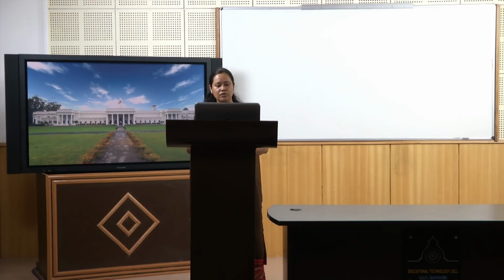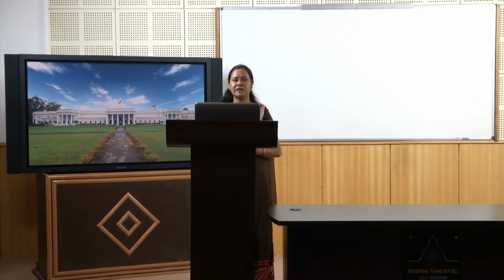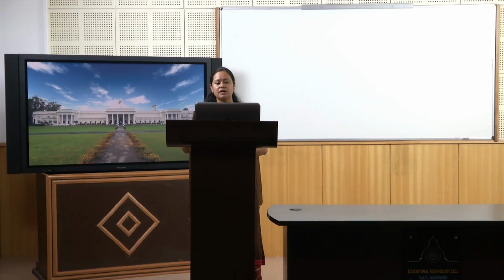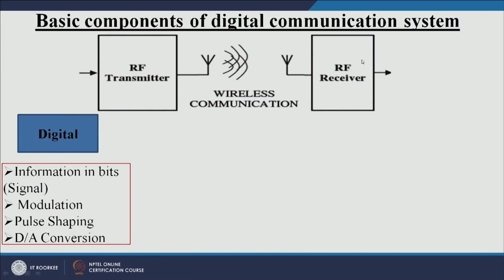So, keeping these two requirements in mind, we will go through the basic components of the communication system, and then we will go to the basic SDR applications and what the hindrances, limitations and bottlenecks there are, and we will try to solve them. So, in a particular digital communication system, we have an RF transmitter and one RF receiver. This is a wireless communication system where our medium is basically just the air through which the signal is being transmitted.